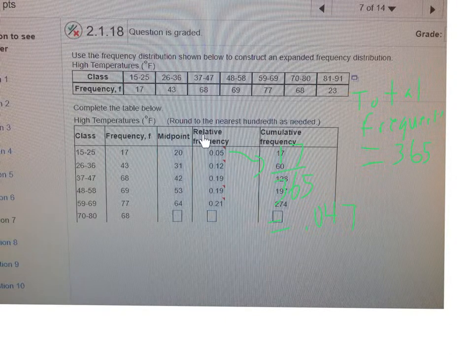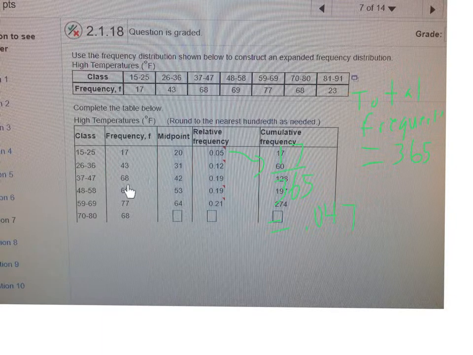Then to find the relative frequency, take the frequency, in this first case 17, and divide it by the total frequency, 365, and that gives you 0.047 rounded. It says to round to the nearest hundredth, so you make this 5, and they get an answer of 0.05. Then you would take 43 and divide it by 365. That must round to 0.12.